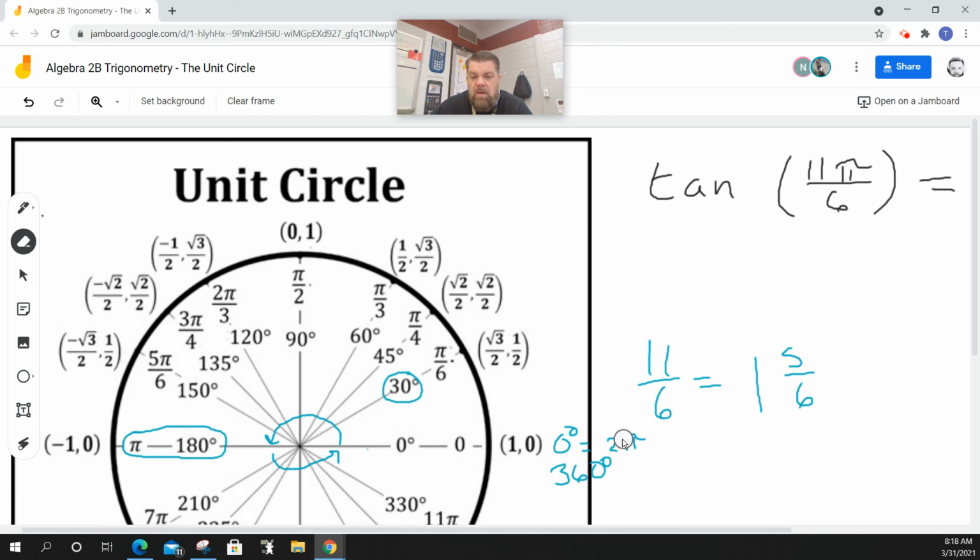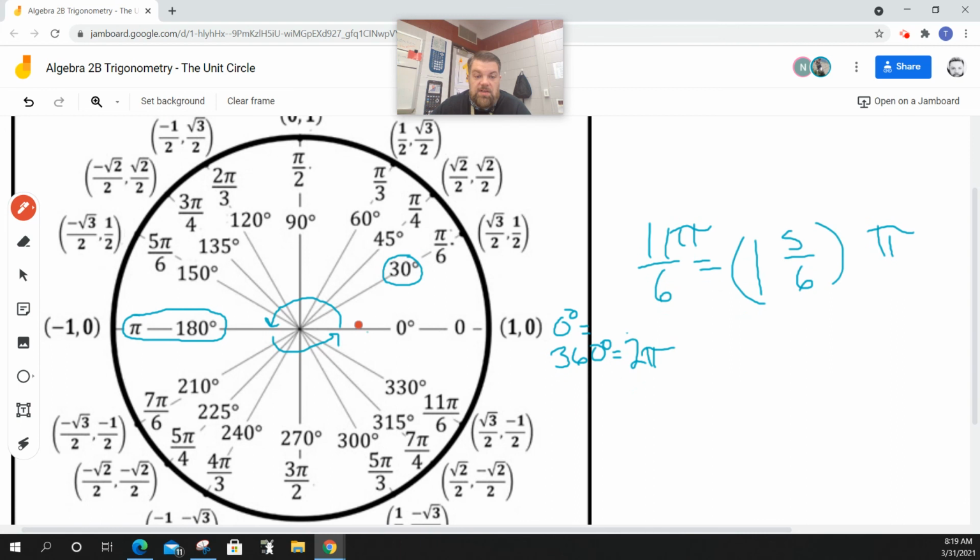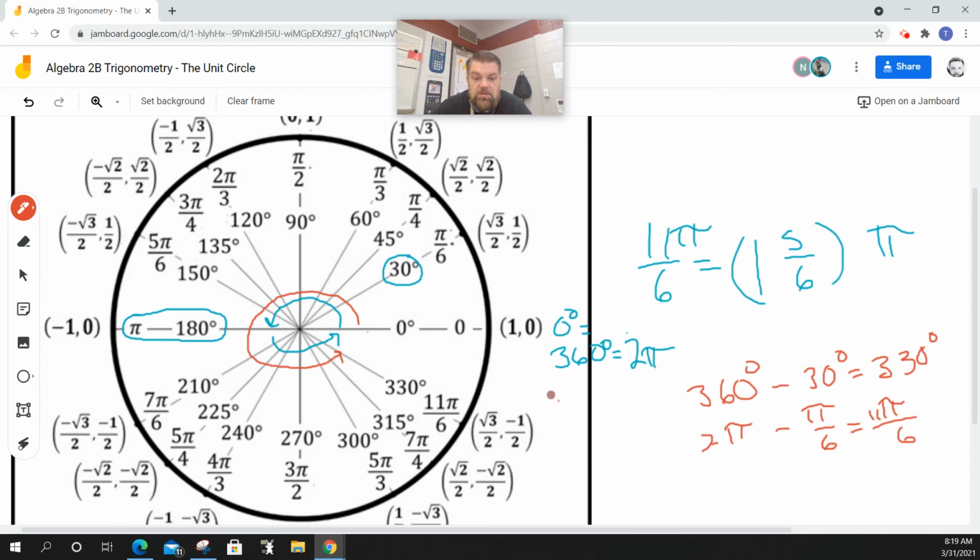Actually, I should probably write it. 360 degrees is equal to 2 pi. So we're almost at 2 pi. So it's 1/6 of pi short. So that means I'm going to rotate around here and I'm going to stop 1/6 of pi right here. Well, remember, pi over 6 is 30 degrees. So really what I'm doing is 360 minus 30, which will give me 330 degrees. Or I could think of it as 2 pi minus pi over 6 gives me 11 pi over 6. But on the unit circle, here's my answer right here.